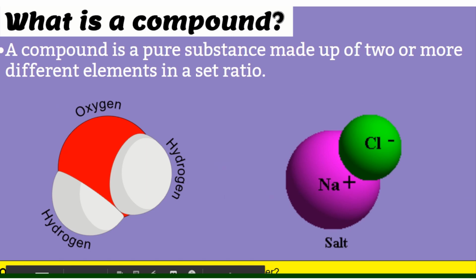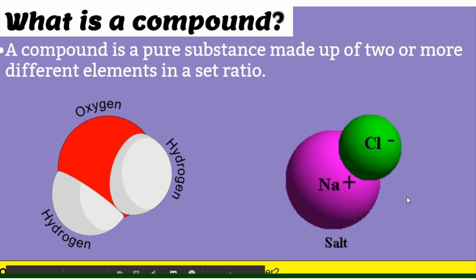A compound is a pure substance made out of 2 or more elements in a set ratio. And I think that's why they can say it's pure, because to me, pure is one thing. But a compound always has the same ratio. So right here, you'll always find the compound water in the ratio 2 hydrogen to 1 oxygen. You won't find water any other way.